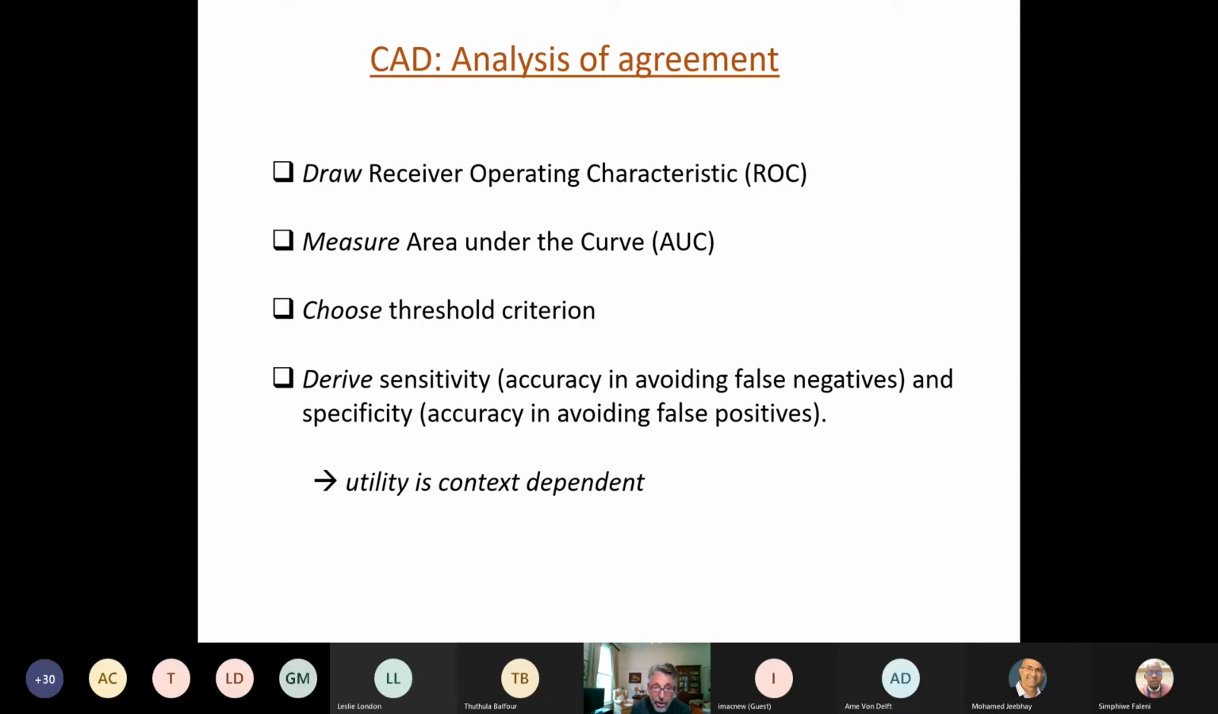We then need to choose a threshold criterion from which we can derive sensitivity, which is the accuracy in avoiding false negatives: a big net, catching as many positive cases as there are. That's sensitivity. And its complement, specificity, which is accuracy in avoiding false positives, so that's getting too many false positives into the net. We narrow the net, but then you will increase the risk of missing true positives. And the utility is always context dependent. Some of these hopefully become clear as we go.